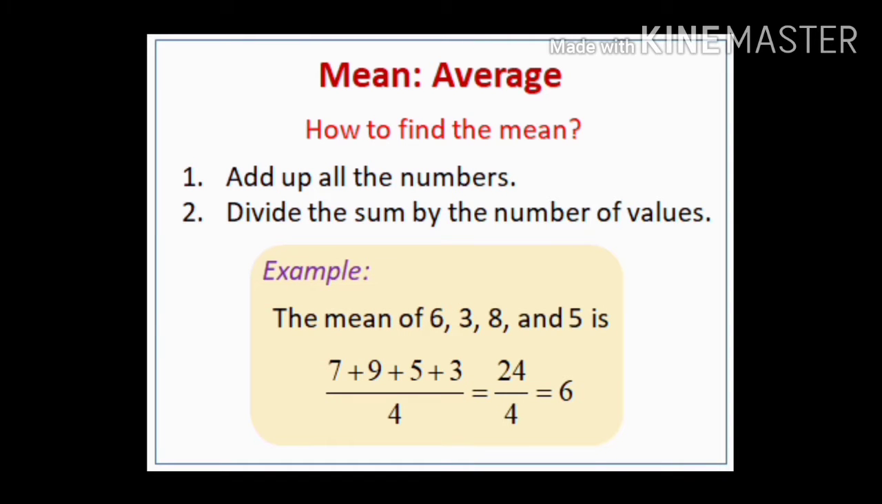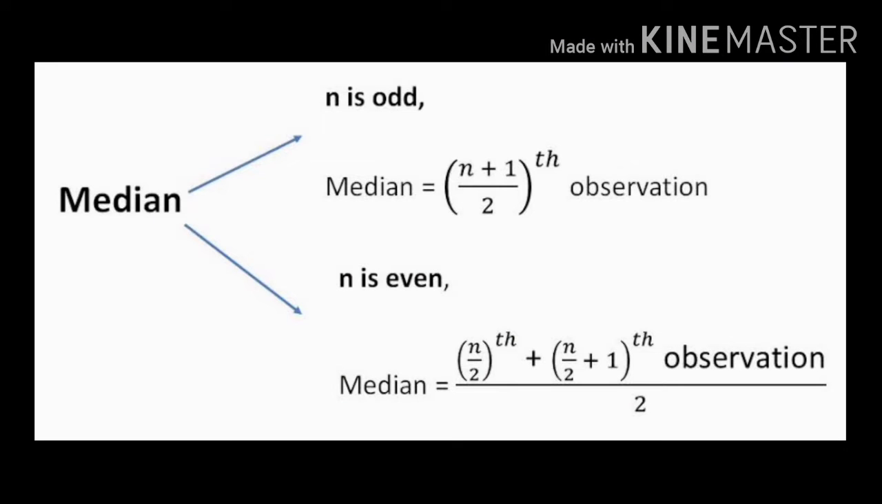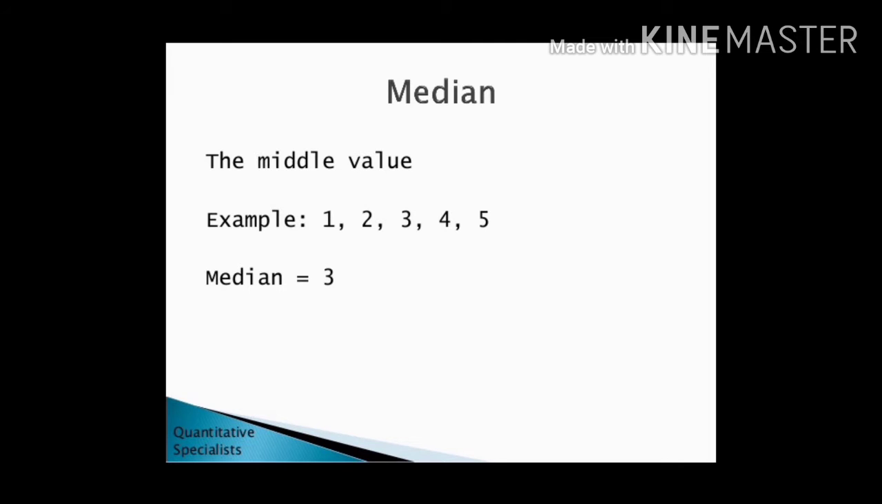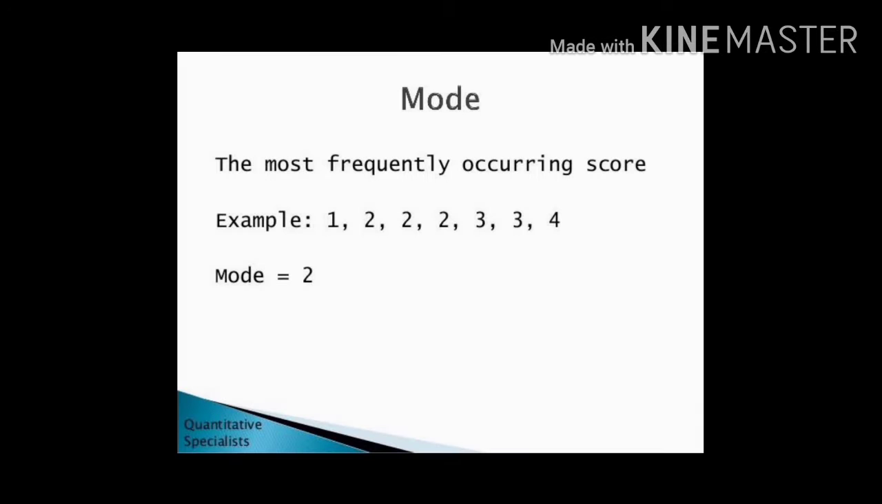The mean or average is the most popular and well-known measure of central tendency. The median is the middle value in a set of data. And the mode is the most frequent score in our data set. It is the number which appears most often.